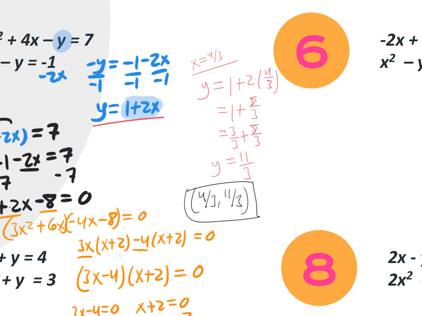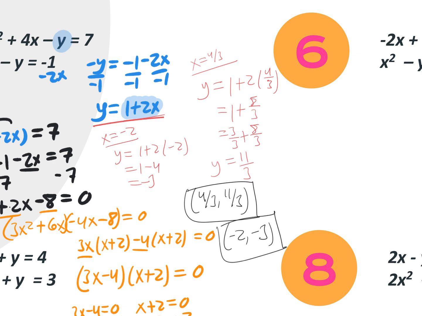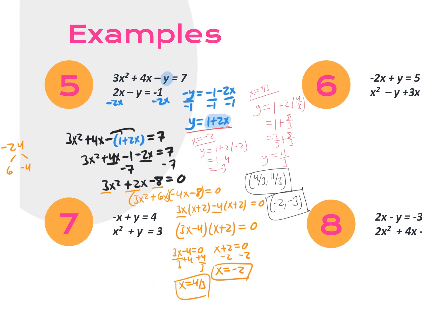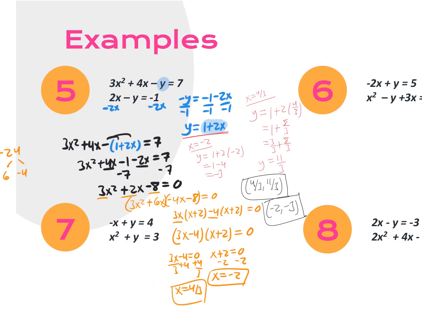All right, to get my other solution, just plug it in. X is negative 2, I'll plug it into this equation right here. So then it's going to be y equals 1 plus 2 times negative 2, which is 1 minus 4, which is negative 3. So my other solution is going to be negative 2, negative 3. So a little bit tedious, right? It wasn't particularly challenging math. It was just a little bit more work than it was before.